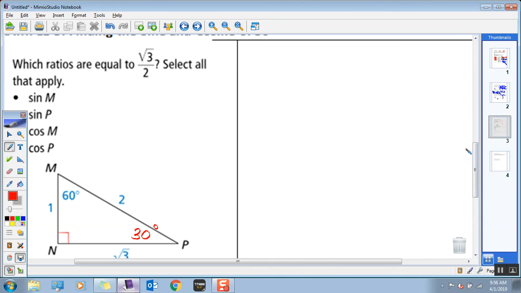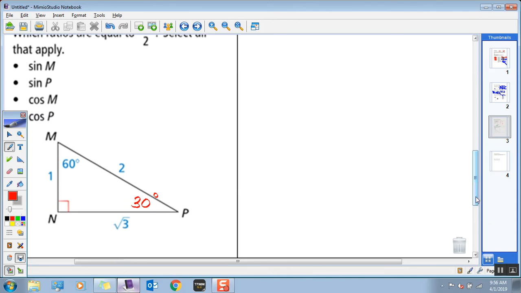3 over what? Okay, let's look at the sine of M. What's the definition of sine again, kids? Opposite over hypotenuse. So what's opposite of M? Over. Okay, how about the sine of P? Make sure you're at P. Sine of P. So it would be opposite of, okay, 1 over 2.